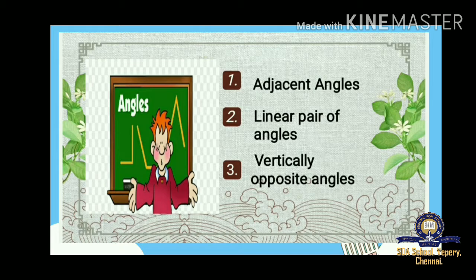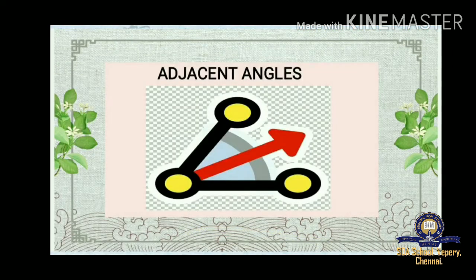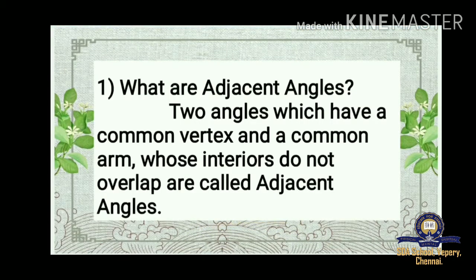Let's quickly recall the definitions of the angles. We move on to our first definition, adjacent angles. Two angles which have a common vertex and a common arm whose interiors do not overlap are called adjacent angles.